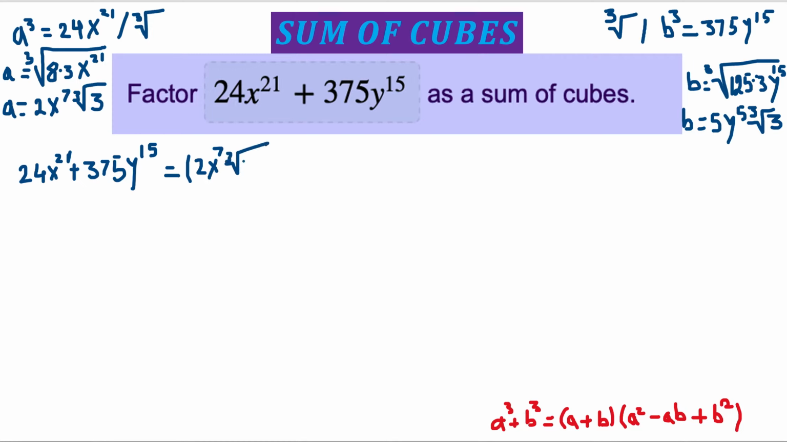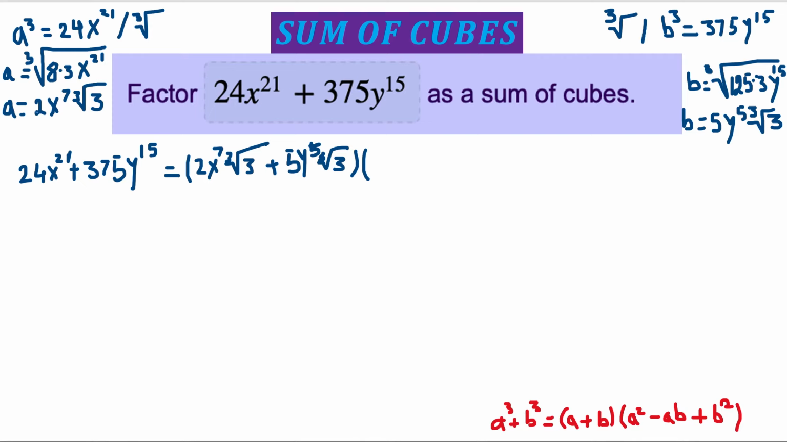So cubic root of 3. Then the plus, and my b is 5y to the exponent 5, cubic root of 3. So this is a cubic root of 3. And here's the parenthesis. And now a square.